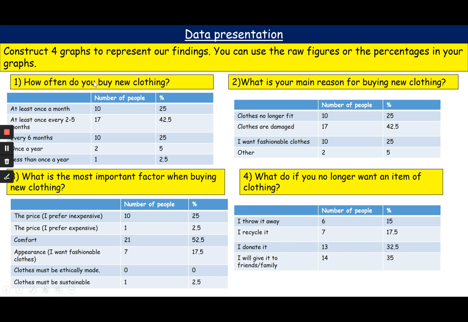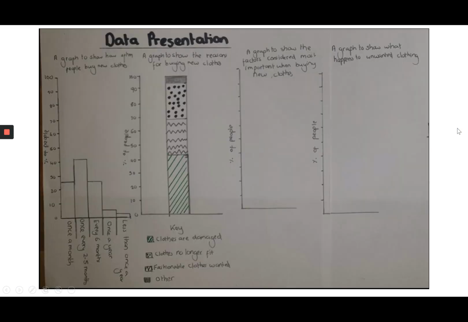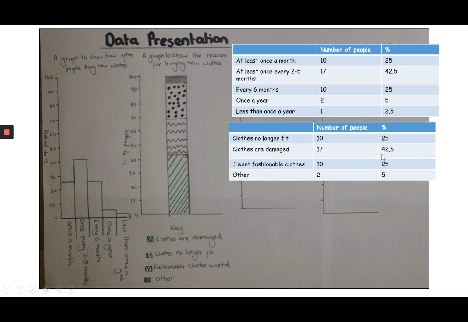So here we can see for number 1, how often do you buy new clothing? 25% of people said at least once a month. That was 10 people, but it might be easier to plot 25. So either pick to display the number of people or the percentage of people which made certain responses. So we'll look at the help sheet to see how I've done this. Along the x-axis of each graph, we've got the response to the question, and along the y-axis, we've got the percentage of people who responded in a certain way. And along the top, we've got what the graph shows. So the first graph here, a graph to show how often people buy new clothes.